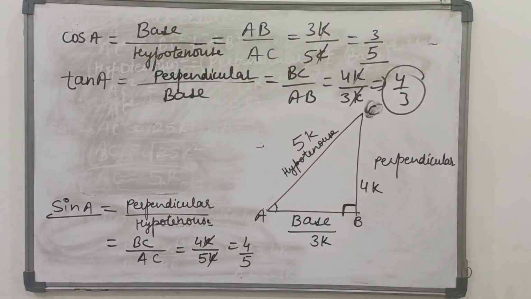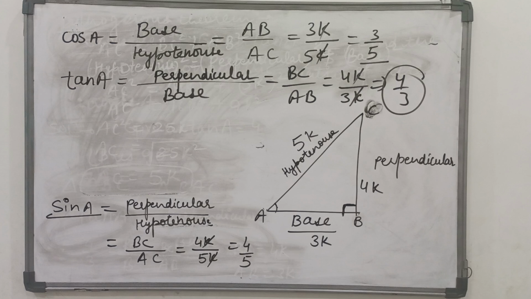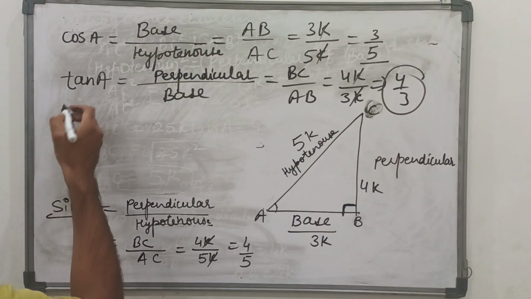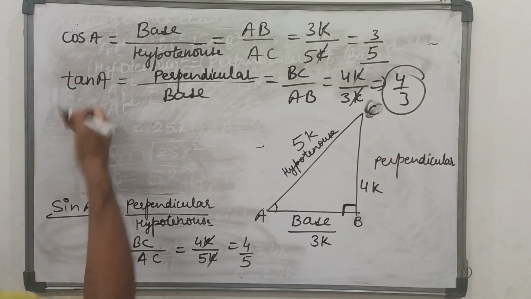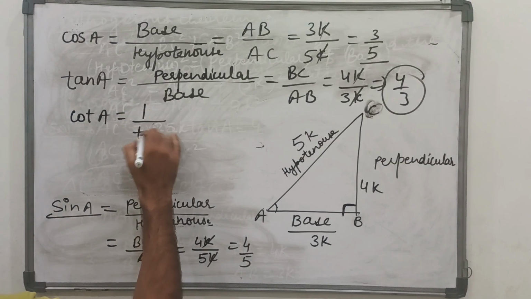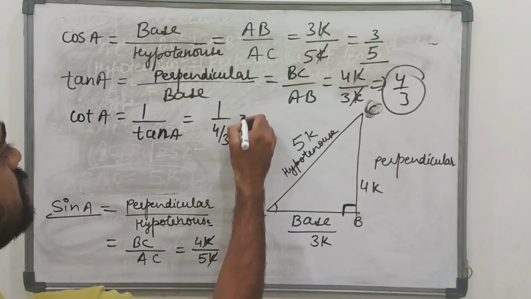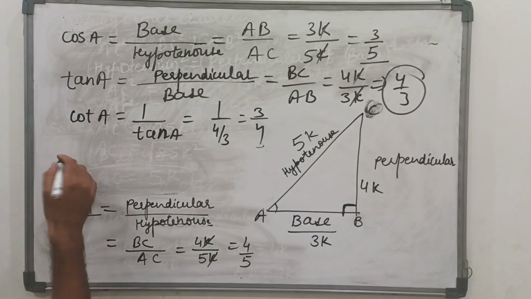Okay, tan A. I can easily match this value with the one already given in the question. So tan A is matching. Okay. Next is cot. Cot is the reciprocal of tan A. So the reciprocal of tan A, 4 by 3, is 3 by 4. That's all.